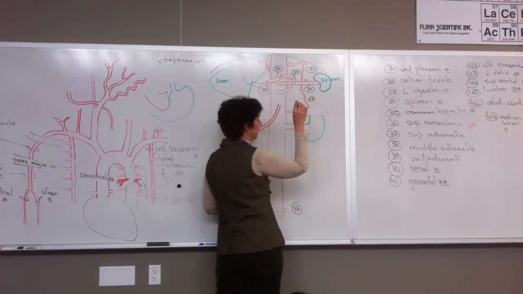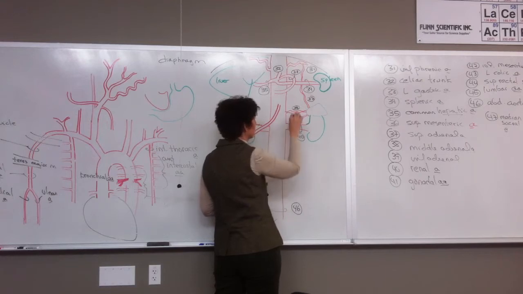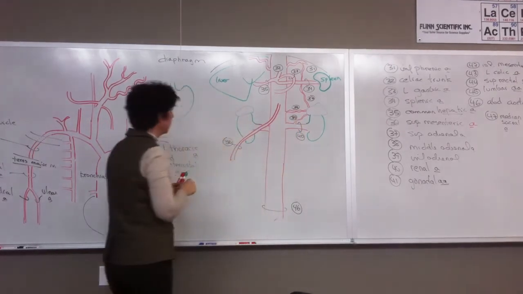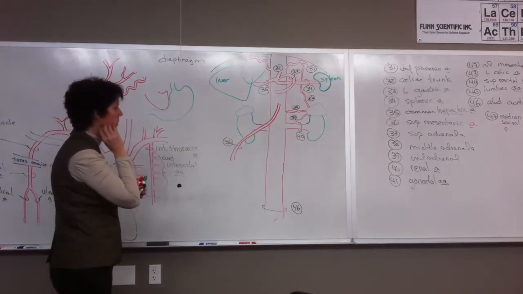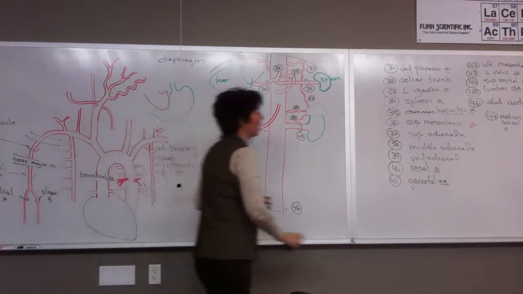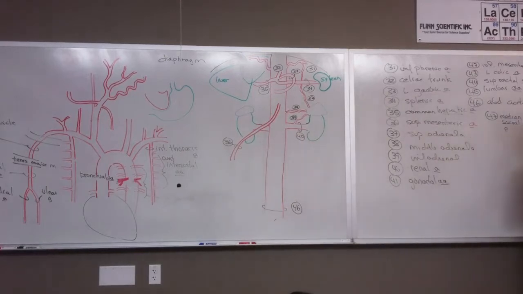So 37 is superior, 38 is middle, 39 is inferior. So let me diagram that separately here just so it's not quite so distracting with all the other vessels that are in there.